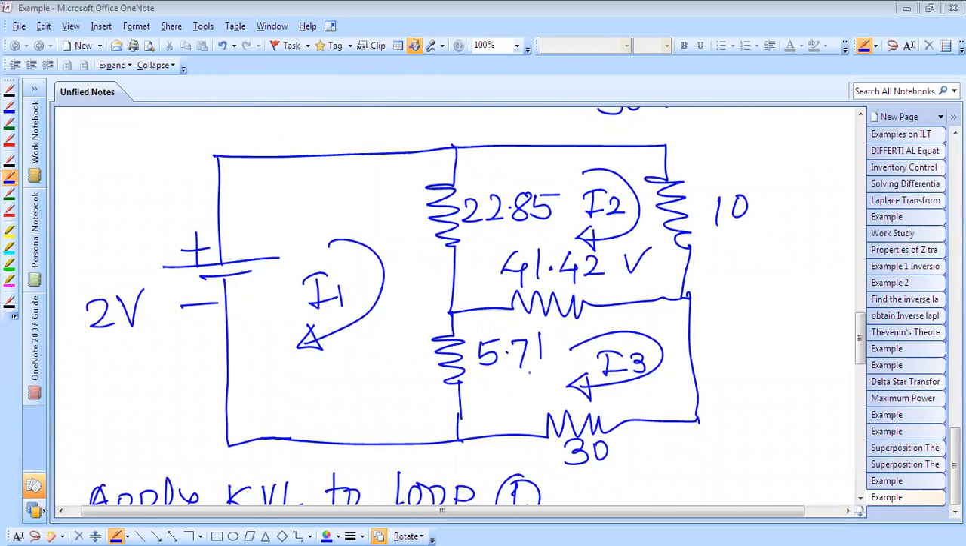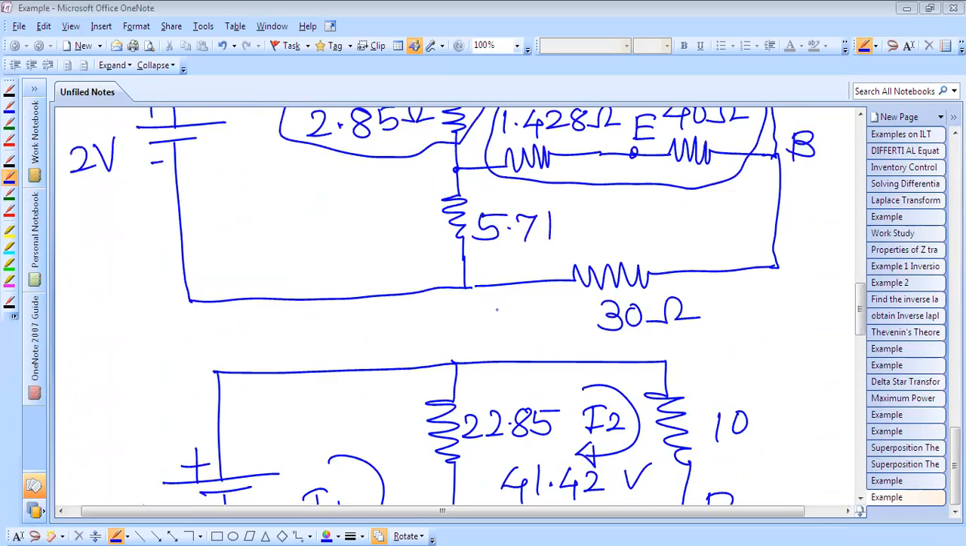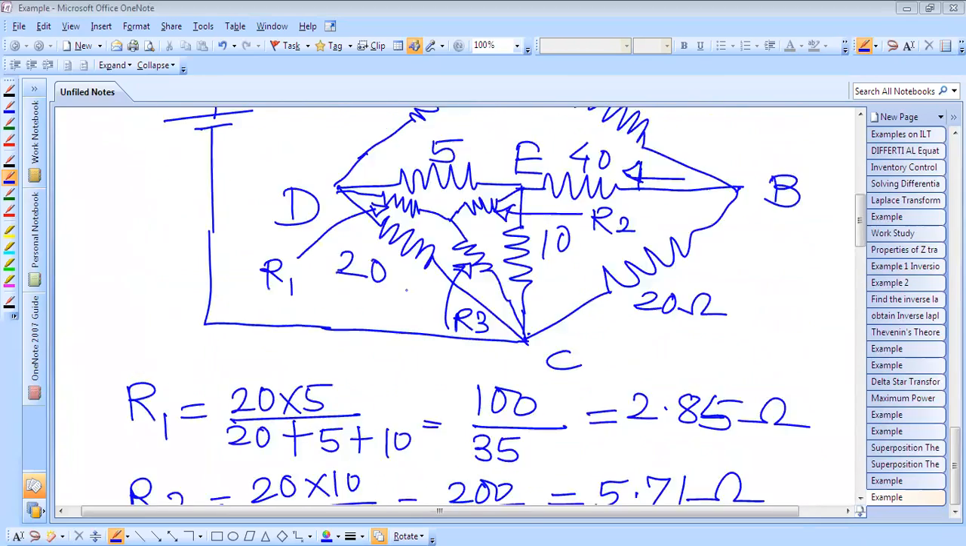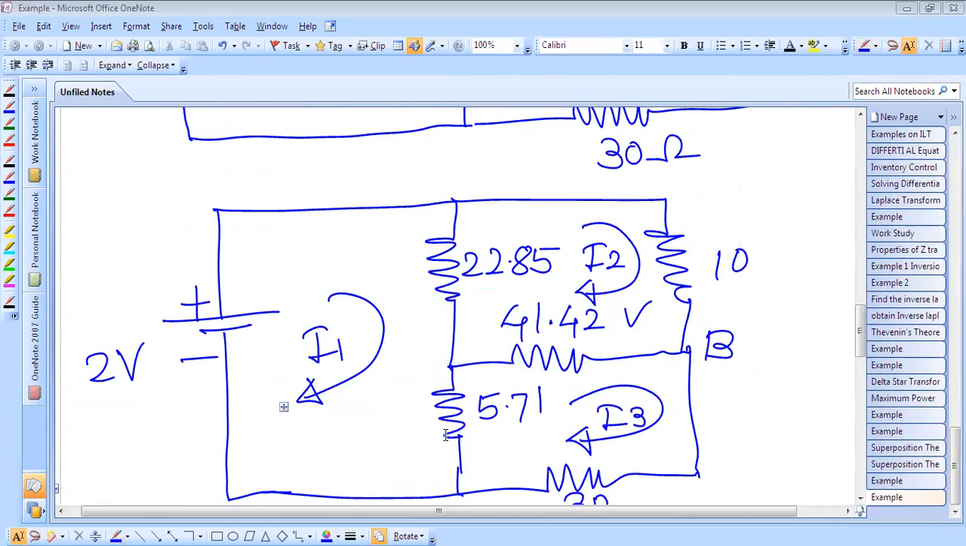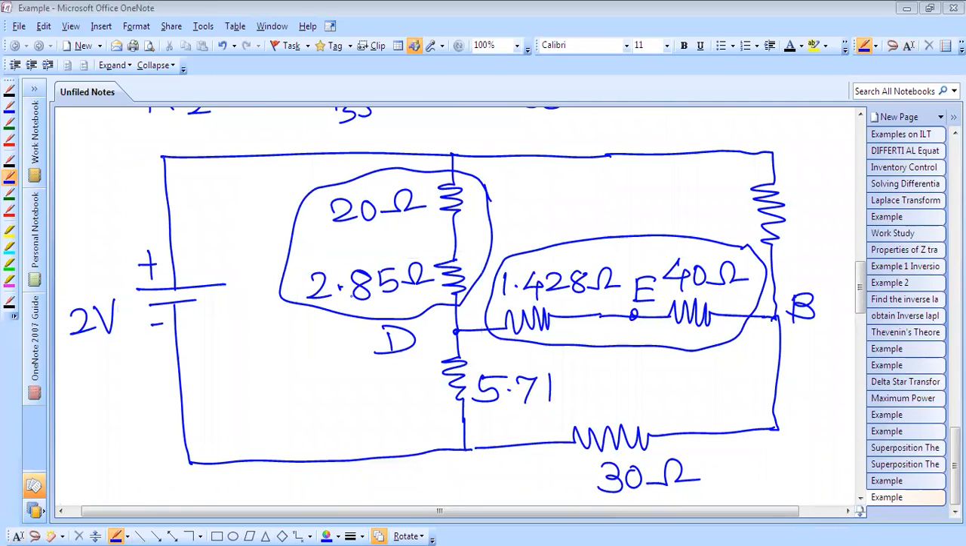We are interested in finding the current flowing through this branch. This is B to D. This is A and this is C. Now we have to find the current flowing from B to E. So what is the value of the current flowing through this branch?